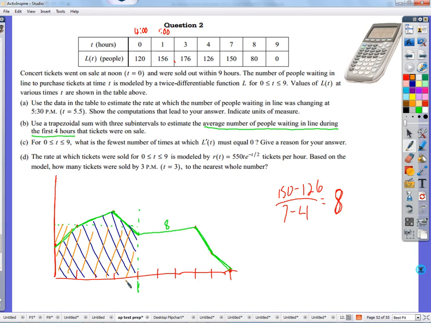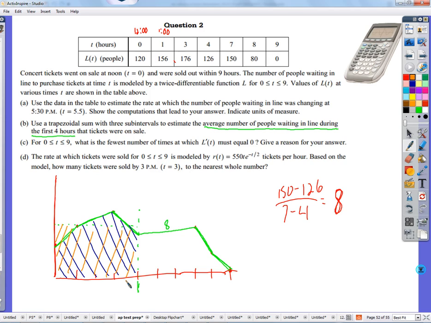The total area will be the same; the total number of people waiting in line is going to be the same. We're going to find the average value over that time. So if we find this blue area, we know the orange area is the same, and we know the width of this rectangle. Divide by the width of the rectangle, and we find the height of the rectangle. Any questions? Good questions about that at all? How are we going to find the area of that blue region? Trapezoidal rule. They told us to use the trapezoidal rule with three subintervals. They only give us enough data to make three trapezoids.